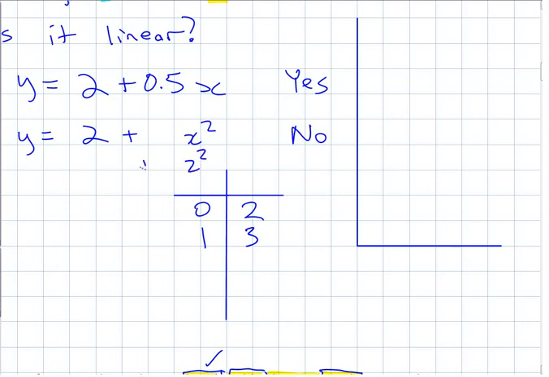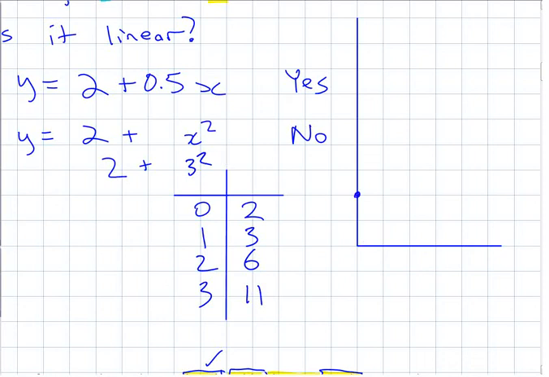2 squared plus 2. What would that be? 2 squared is 4. Plus 2 is 6, right? What would 3 squared plus 2 be? So we started with 3. What would we get here? 3 squared is 9 plus 2 is 11. That's enough to decide whether it's linear or not.